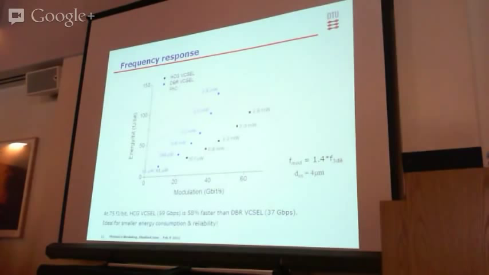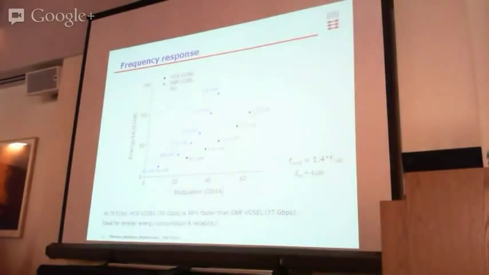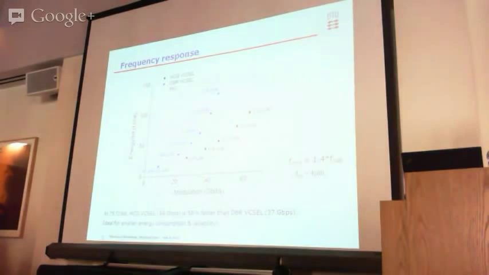In this graph, the x-axis is the modulation speed, and the y-axis is the energy consumption per bit. This is the conventional DBR VCSEL, and this is our grating VCSEL. So we can see that at the same energy consumption level, the grating mirror VCSEL gives us a much higher modulation speed. But at the same modulation speed, this grating mirror VCSEL gives us quite smaller energy consumption. So if we need quite small energy consumption, we can still get close to 1 milliwatt of power. So for off-chip integration, this grating mirror based VCSEL can be a good candidate as a light source.